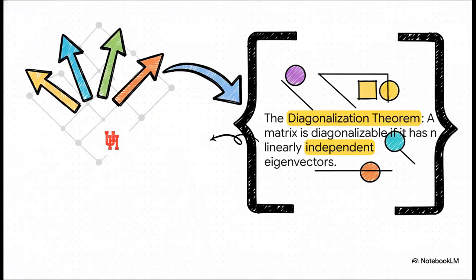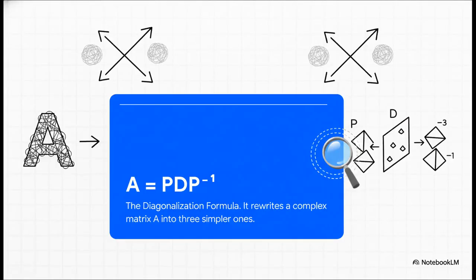And the reason this all works, the mathematical principle that makes this whole shortcut possible, is called the diagonalization theorem. It basically just says that if you can find enough independent eigenvectors for your matrix, in our case 3 for our 3x3 matrix, then you're good to go. You can use this method. And here it is, the shortcut itself, all wrapped up in one beautiful formula. It tells us we can actually rewrite our original complicated matrix A as the product of three much simpler matrices, P, D, and the inverse of P.